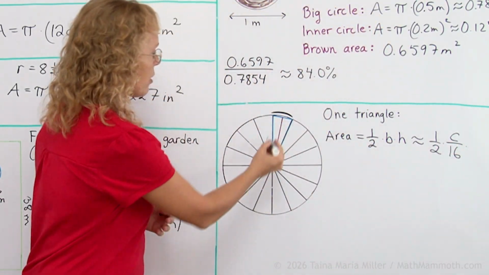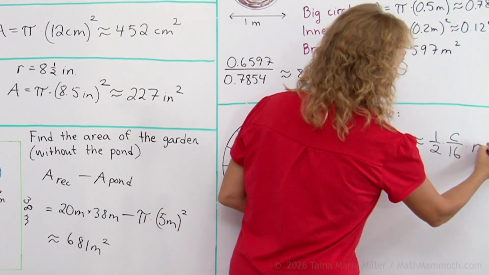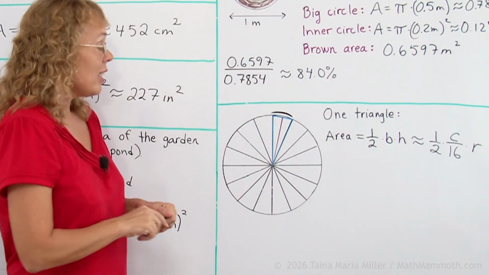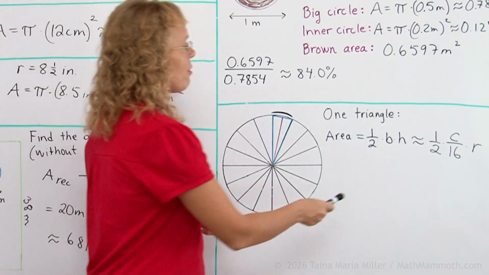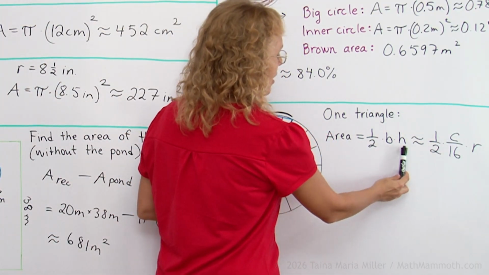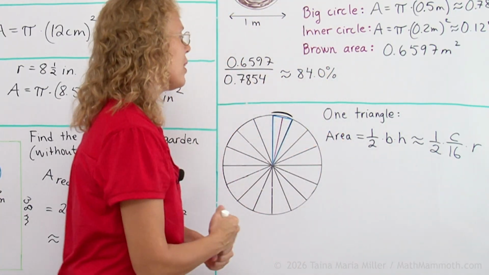And then the height of the triangle is very close to the radius of this circle. It's not quite, but it's close. And if I had drawn many more triangles, it would be closer yet. Both of these, this base and height, would both get closer to these quantities here.